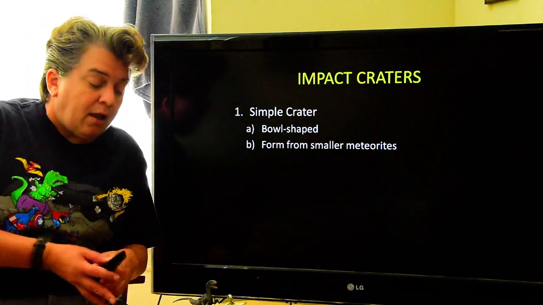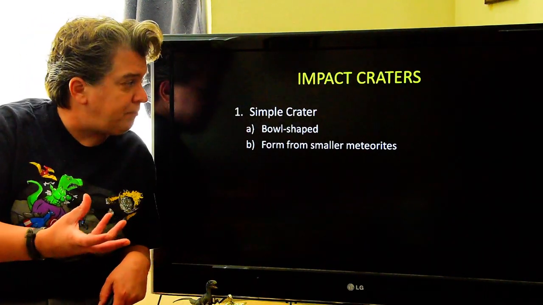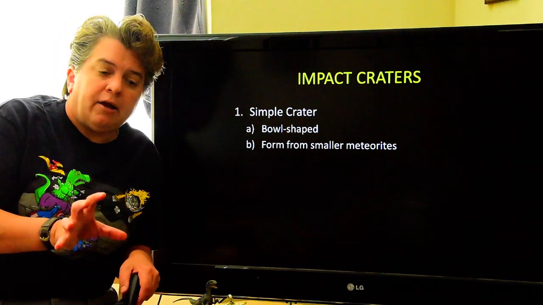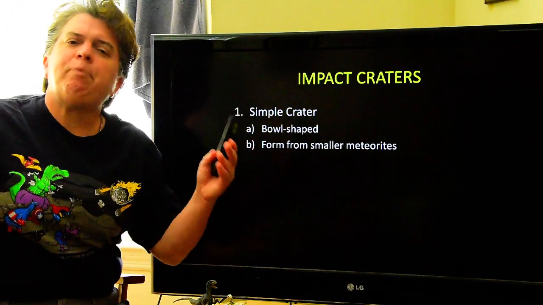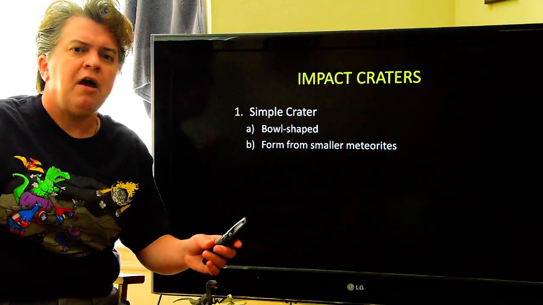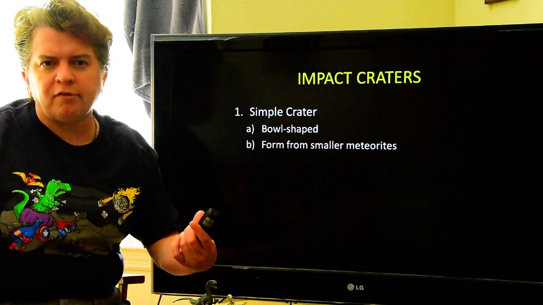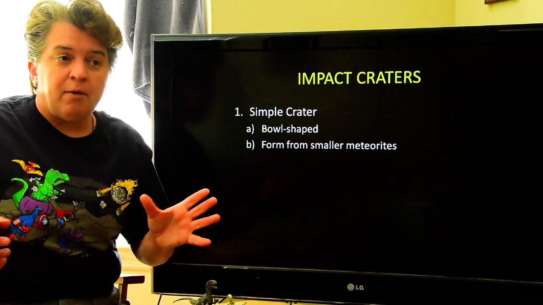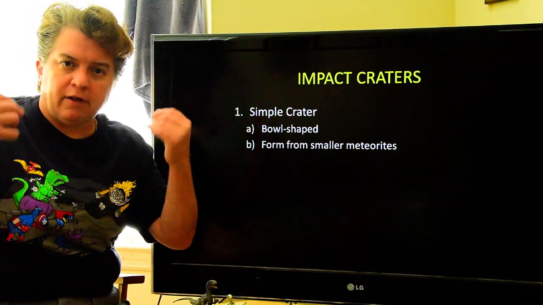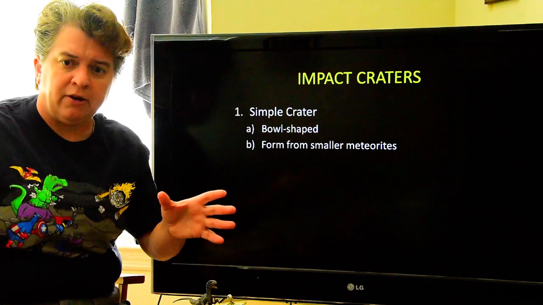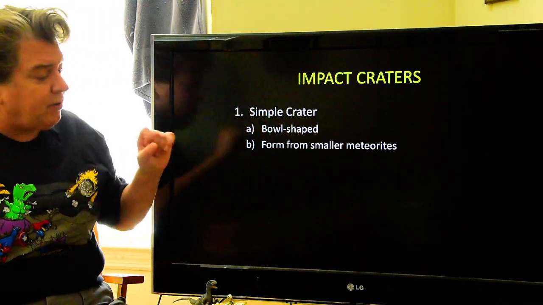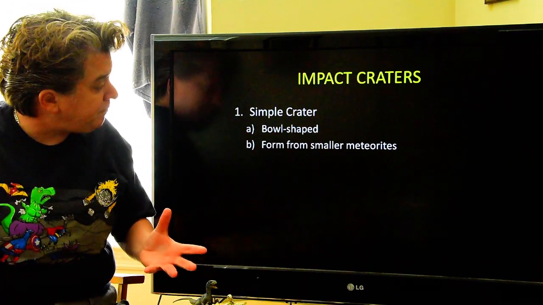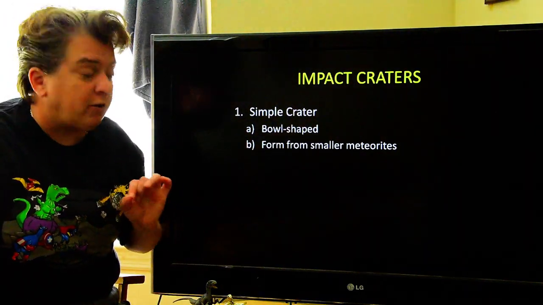Now, when meteorites strike the planet, they are going to create a crater, and depending on exactly how big the meteorite is, what angle it hits at, what velocity it hits at, it can create different shaped craters. But we're just going to simplify this and look at the two most basic types of meteor craters that you can get. The first one is going to be a simple crater, and it will be bowl-shaped. And these form from smaller meteorites.